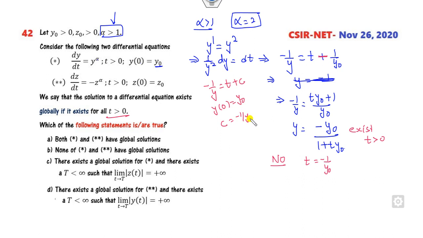So if you take y at t equal to 1 over y naught, which is a positive number, because y naught is the initial condition, this solution means y does not exist. So if y does not exist, what is the meaning of that? It does not form a solution. So once it does not form a solution, it does not form a global solution. The first option is cancelled out. So the first option is clear: there exists a global solution for the star.